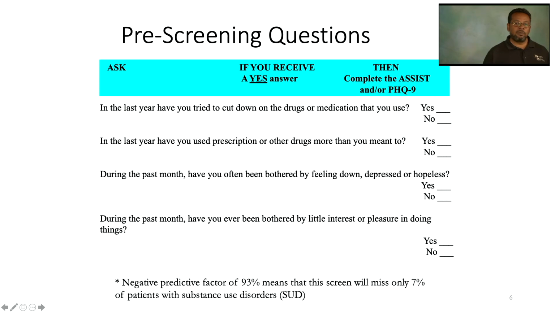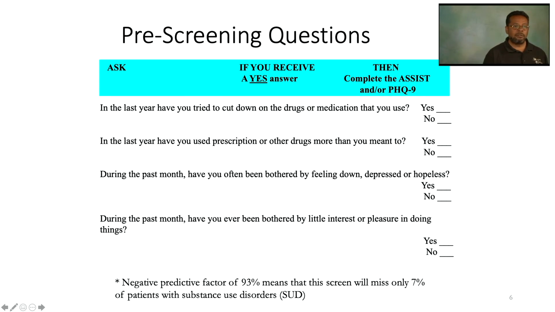And for this project, we added the 2 conjoint screening questions that were developed by Brown and colleagues. They found that a positive response to either of the 2 questions demonstrated a sensitivity of 80% in a random sample of adult primary care patients when compared to the CDI-SAM, which is a reliable and validated diagnostic instrument based on DSM criteria.